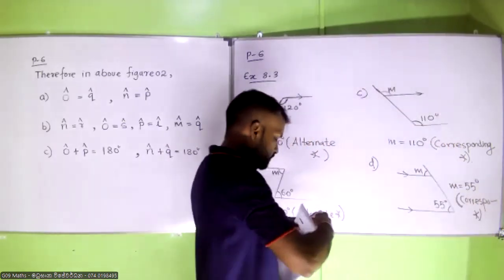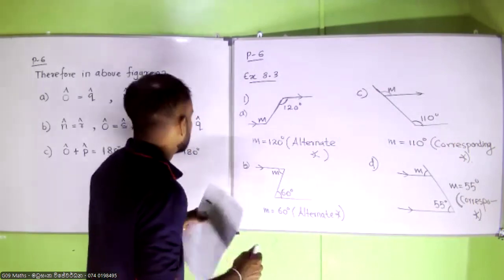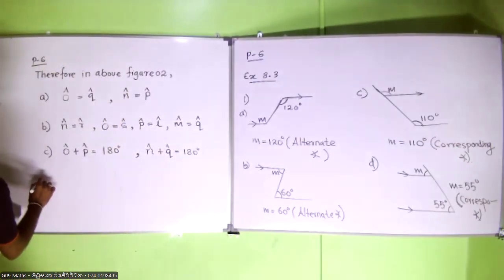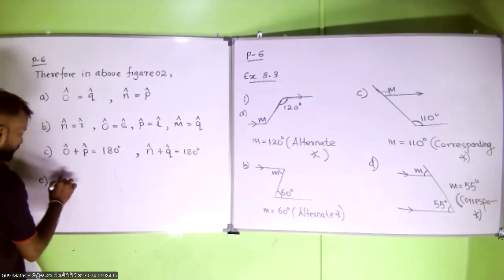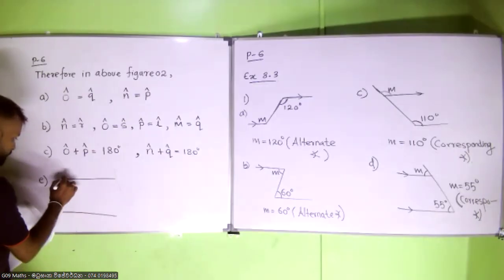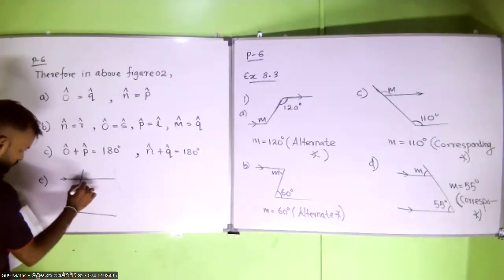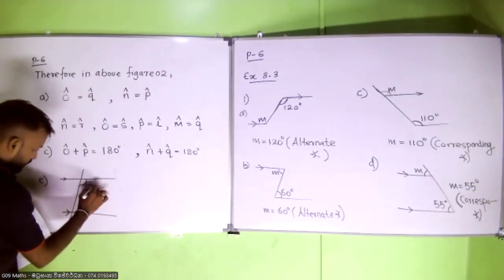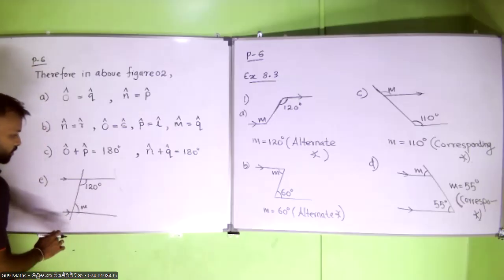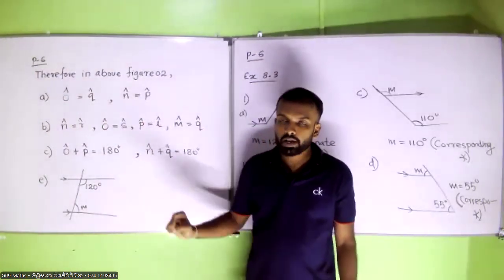Then E, the last two. We are going to move to the last two. The next one is something like this. Some of you might have done this already. There are two parallel lines and a transversal. This angle is 120 degrees. This angle is M. First of all, you need to identify which type of angles these are.